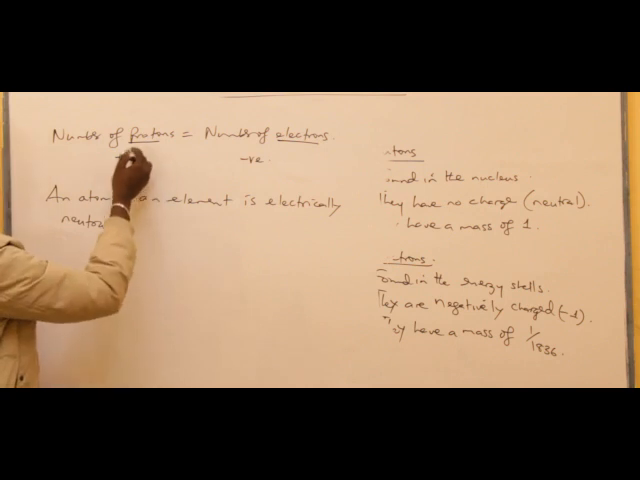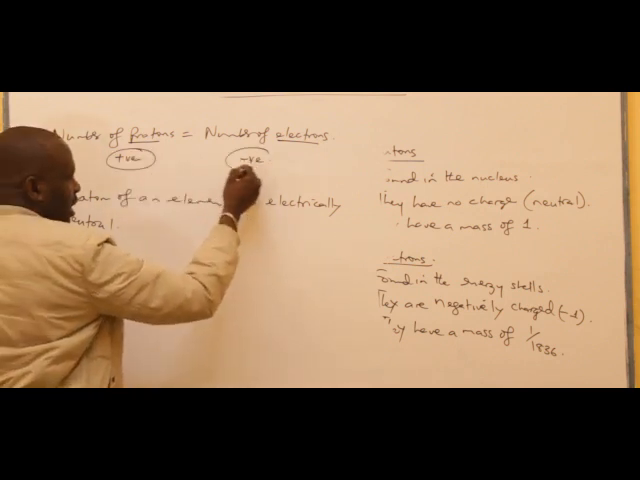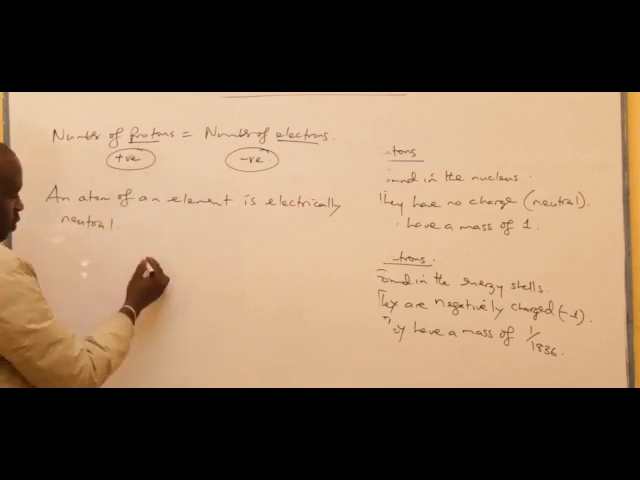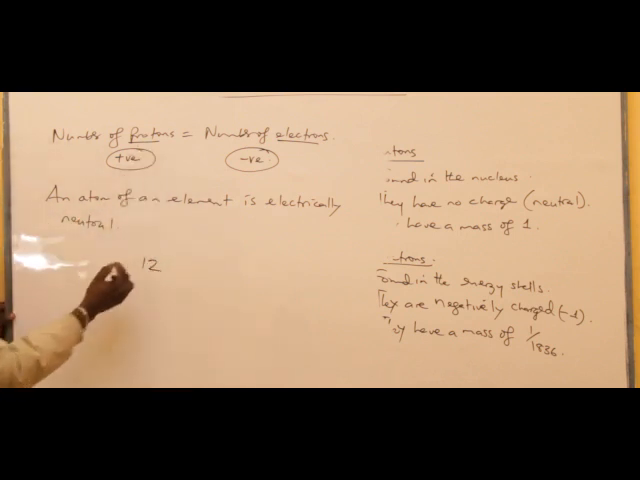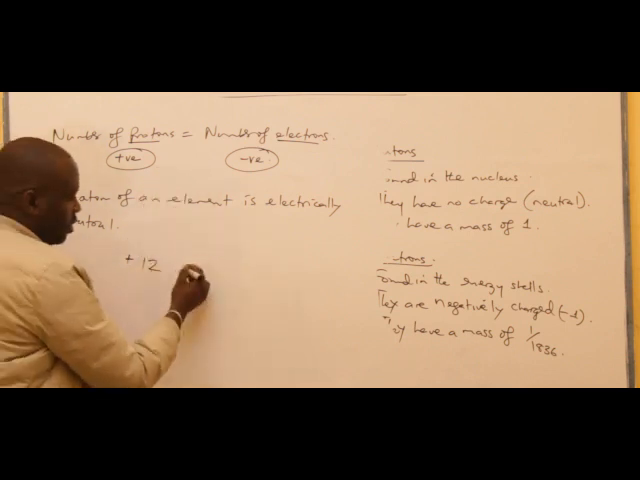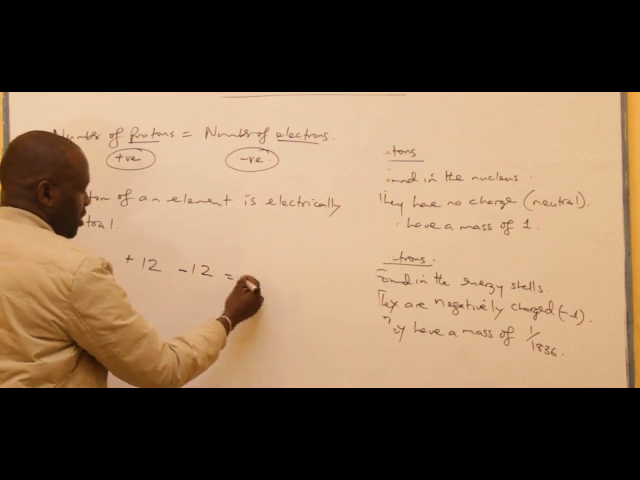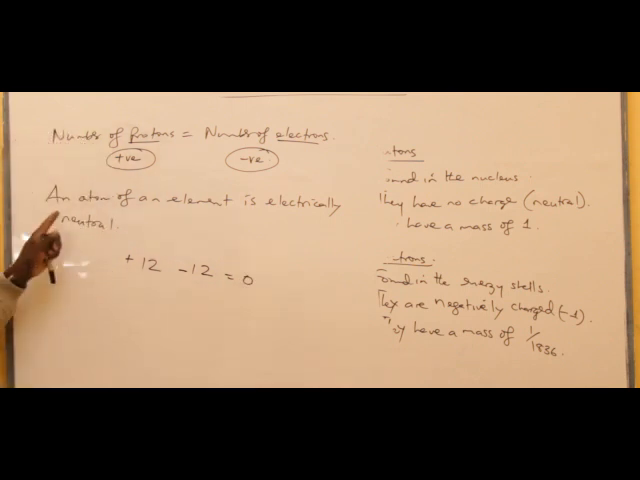We say the positiveness of the protons cancels the negativeness of what? Of the electrons. If we have protons which are 12, so the atomic number is 12, and they are positive, and we have electrons which are also 12 and they are negative, plus 12 minus 12 is 0. An atom of an element will not have an electrical charge.